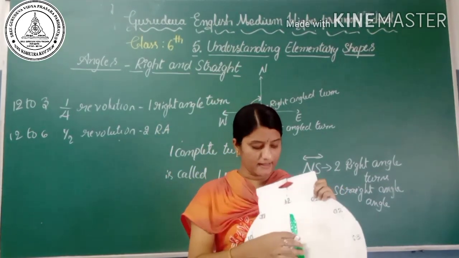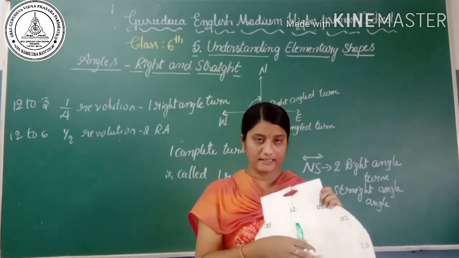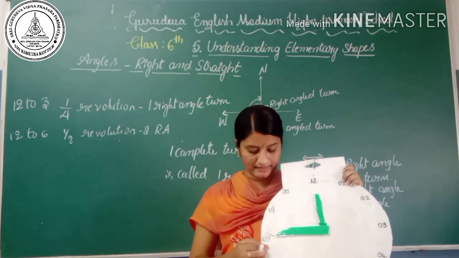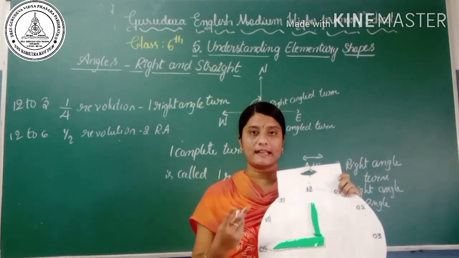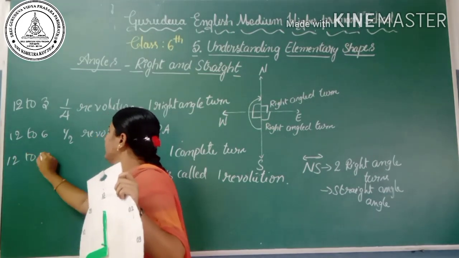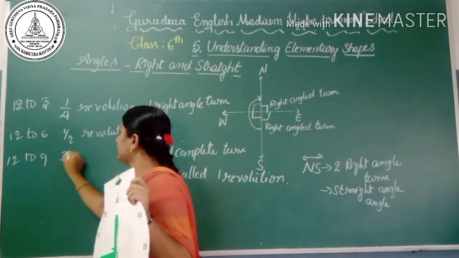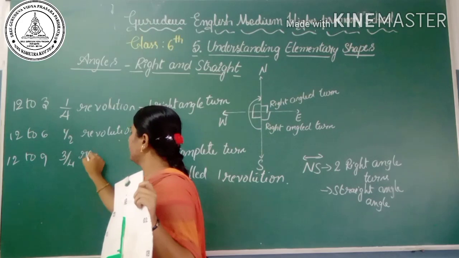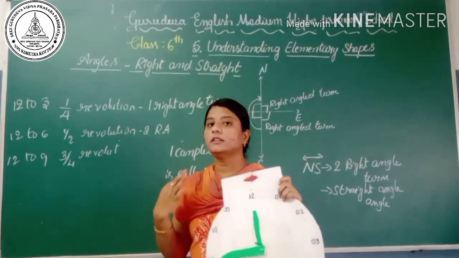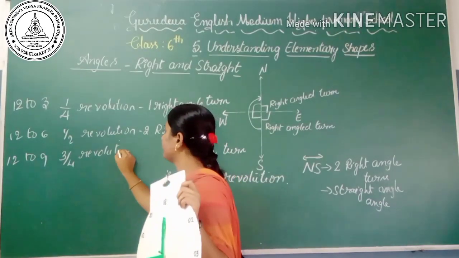Okay. Then again the minute hand turns from 12 to 9. So from 12 to 9 it completes three right angle turns. So we can say that 12 to 9 is a 3/4 revolution. In the 3/4 revolution, it turns through three right angle turns.